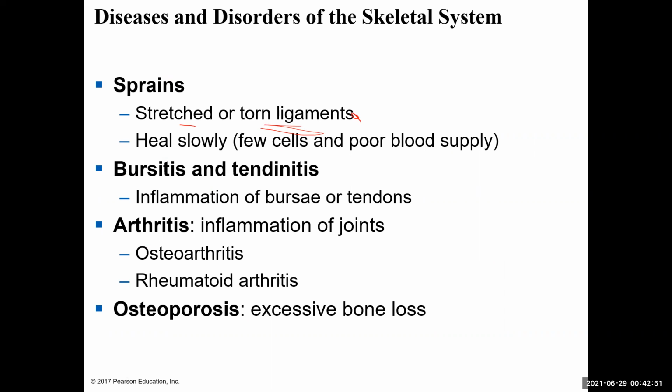You have what's also known as bursitis or tendonitis. This is whenever you get inflammation in your tendons. Arthritis is inflammation in your joints. And then we've already mentioned osteoporosis, which is where you have excessive bone loss. And again, that's an abnormality in the balance of your osteoblasts versus your osteoclasts.